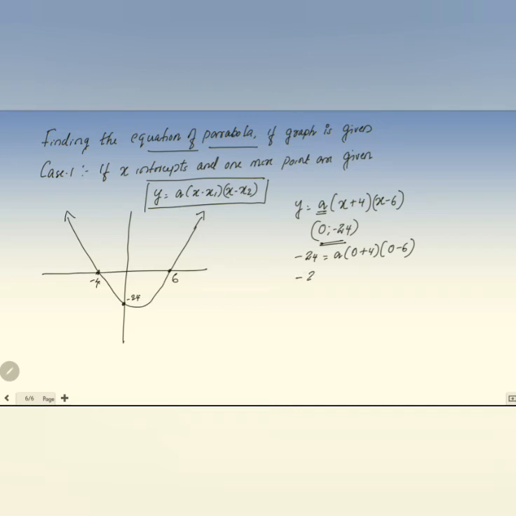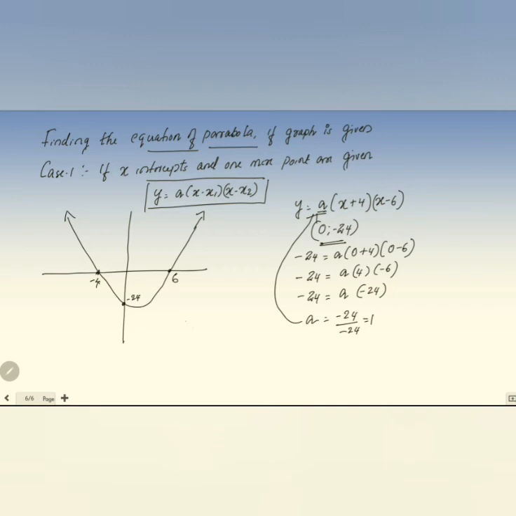That is -24 equal to a times 4, then the next bracket, -6. That is -24 equal to a times -24, isn't it? Therefore, a is equal to, dividing both sides by -24, -24 divided by -24. We got 1. See, we got the value a is 1. Now you have to go back here, then substitute, replace a with 1. You will get the answer.